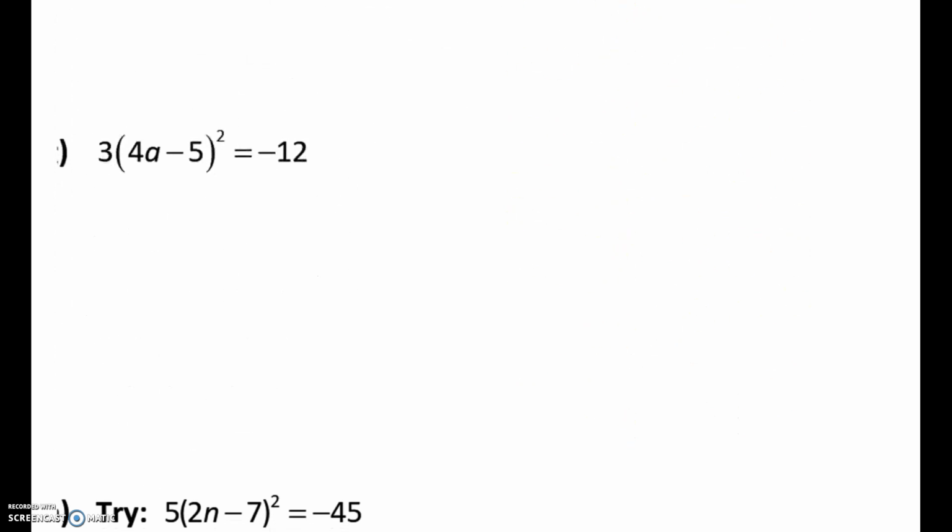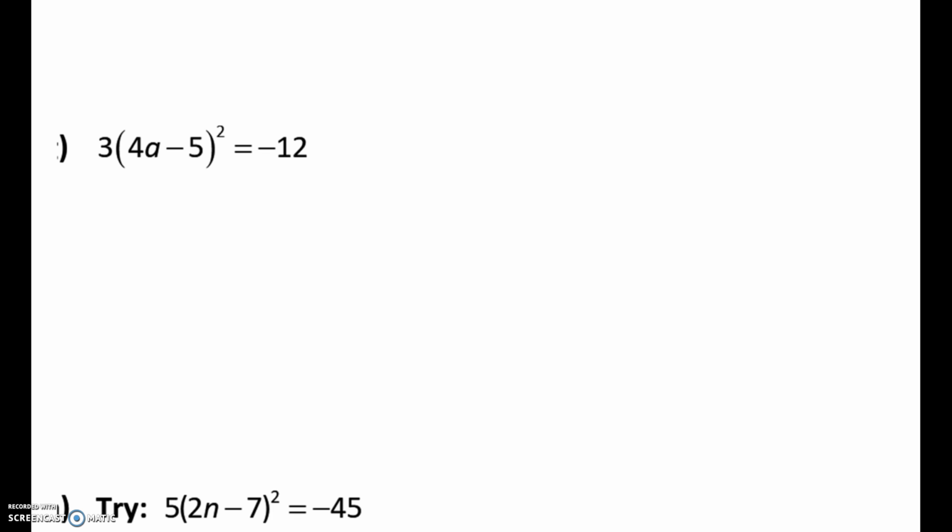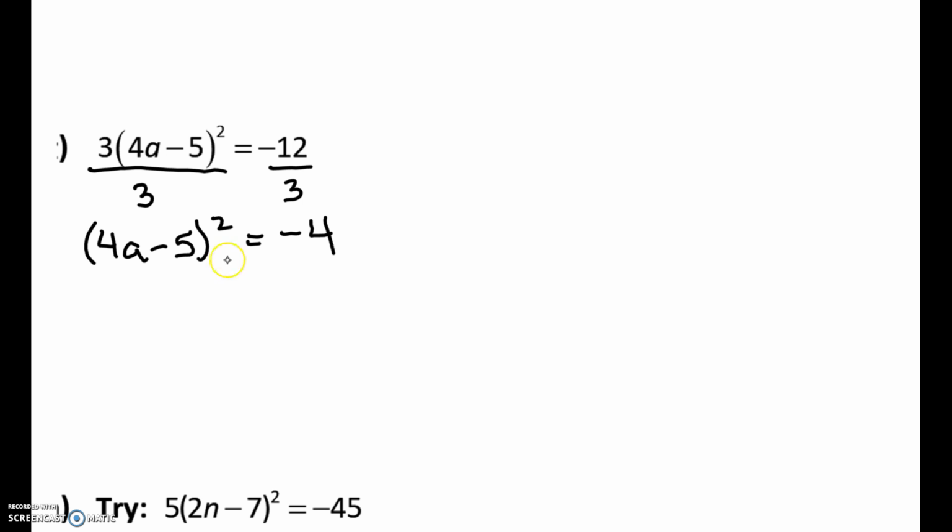All right, moving right along. For this one, I'm going to start off by dividing both sides by 3 to isolate the square. (4a - 5) squared is equal to negative 4. Pause. I cannot square something and produce a negative answer. So this one has no real solution.